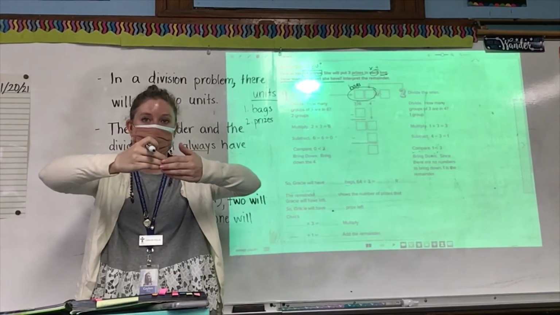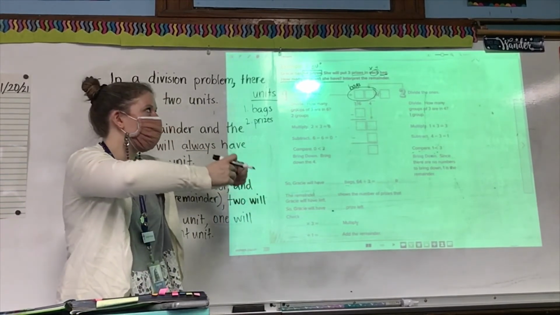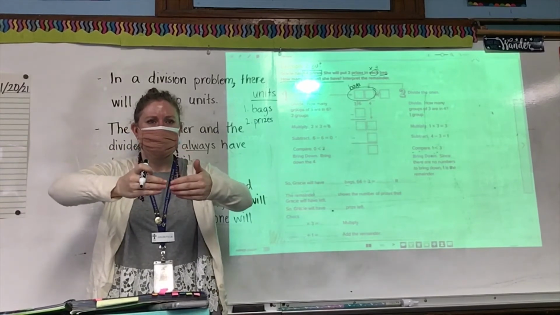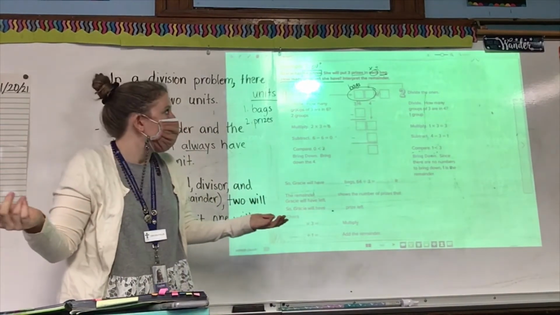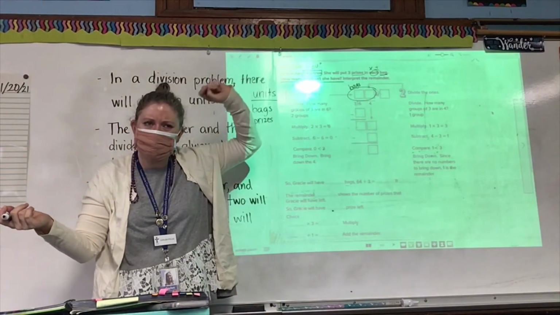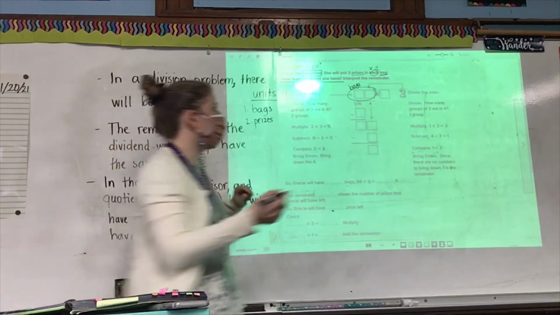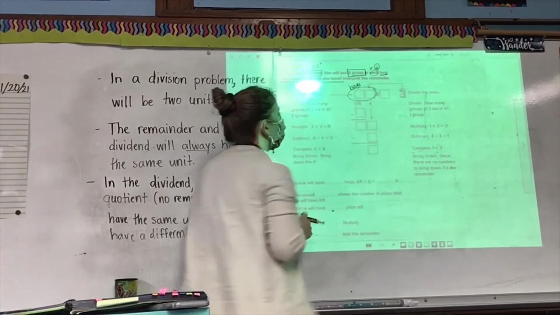Is she going to end up with more than 64 prizes? No. Is she going to end up with more than 64 bags if she's putting 3 of those prizes in each bag? No. So that means that's our biggest number, which means are we doing multiplication or division? Class? Division. Then I see 3 prizes.